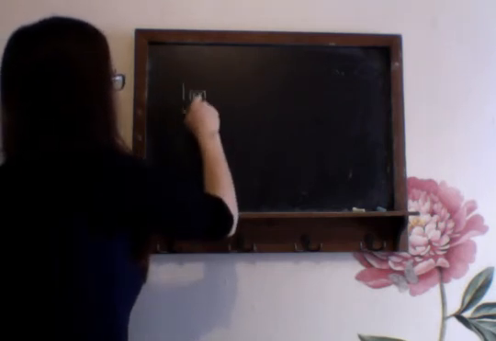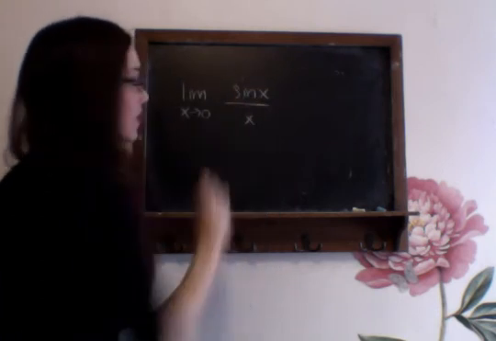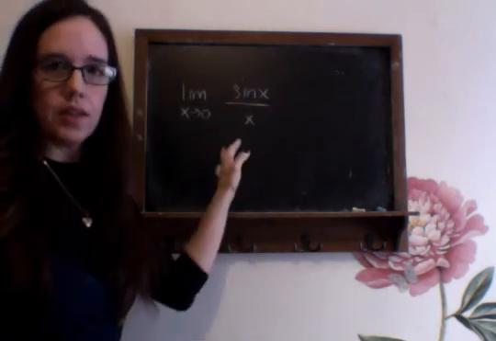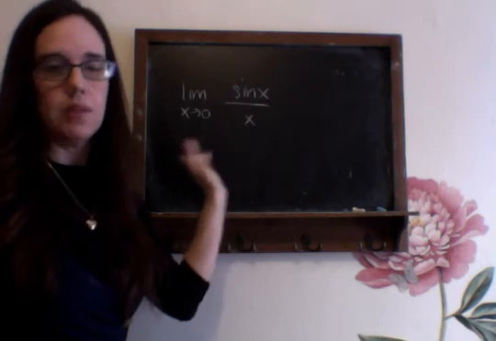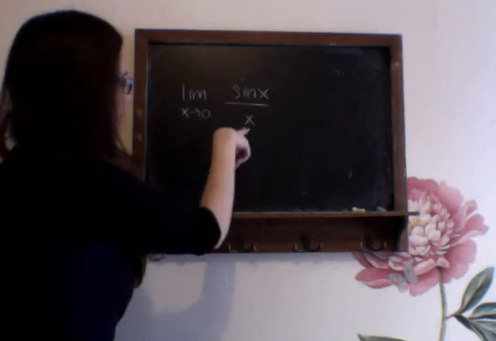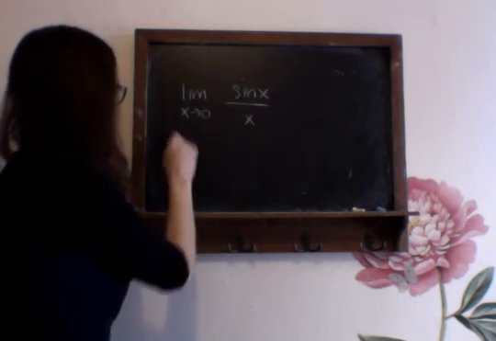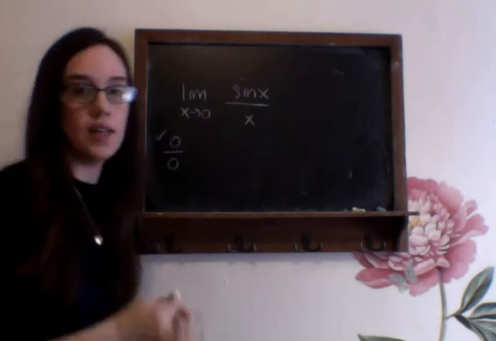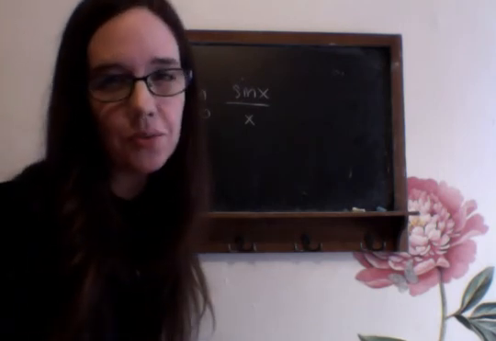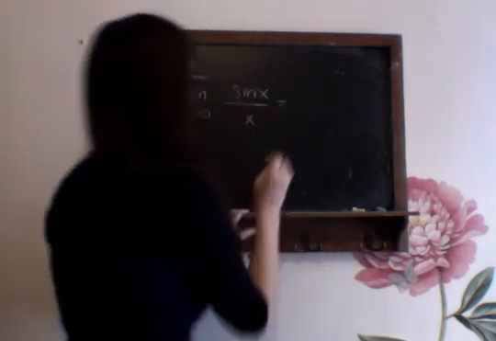Okay, so let's try it on this problem: the limit as x goes to 0 of sine x over x. First, try and plug in the number. That's always a good strategy when you're finding limits. Sine of 0 is 0. Plug in 0 to the denominator, we get 0. So this does have indeterminate form 0 over 0, so we really do need it. Basically, don't use L'Hopital's rule unless you need it. Otherwise, you may get an incorrect answer.